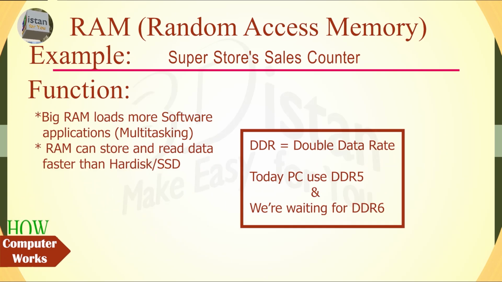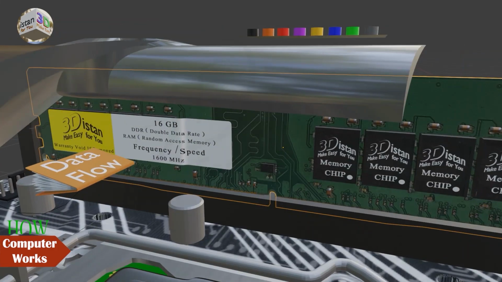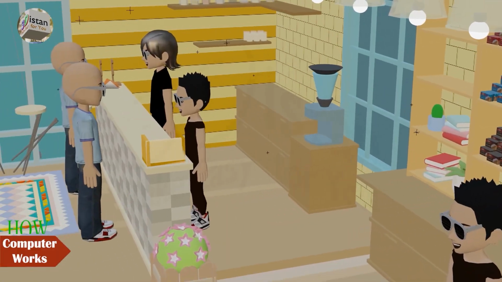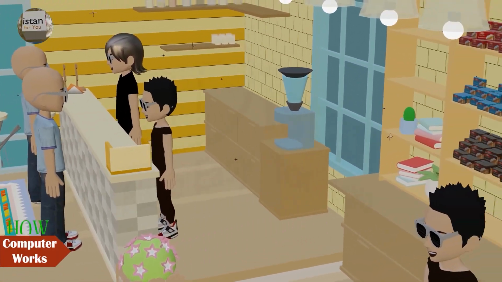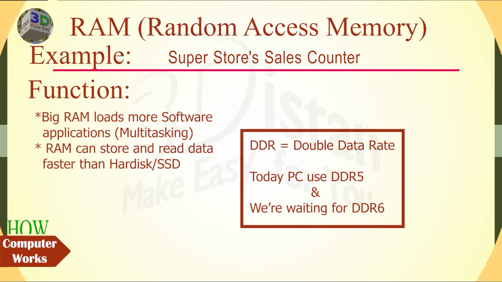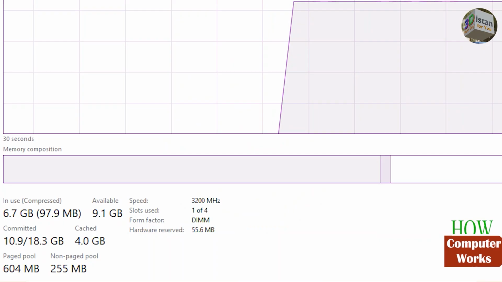RAM, Random Access Memory. Example: the store counter where transactions are processed. To understand RAM in a computer, think of it as the store counter where transactions are processed. RAM works on the same principle. The larger the RAM, the more data it can hold at one time, allowing the computer to run multiple applications smoothly and handle larger files.